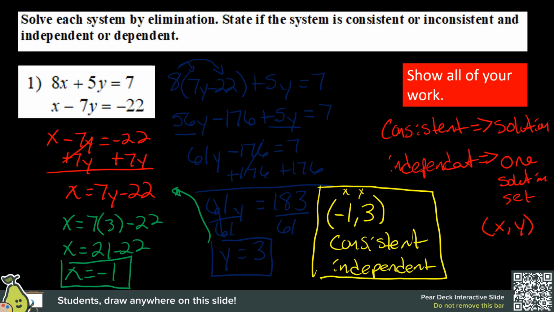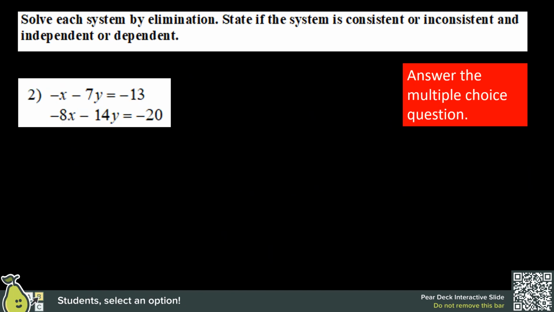All right, let's go ahead and work on another one. So same situation, we want to determine if it's consistent or inconsistent, independent or dependent. For this one, I actually think I'm going to use elimination. And the way we're going to do that is we have this negative x minus 7y equals negative 13, and negative 8x minus 14y equals negative 20. What I'm going to do is multiply this whole top equation by 2. Actually, let's make it negative 2.